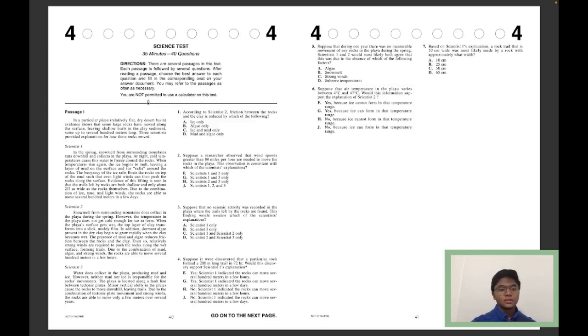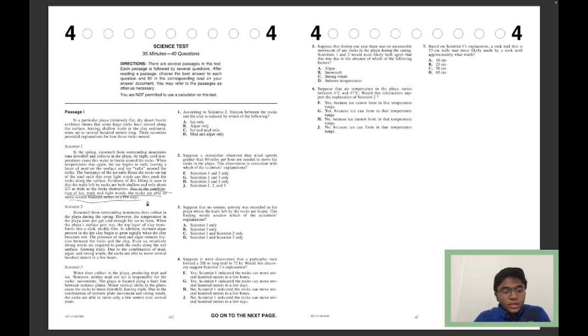So, in a particular playa, evidence shows that some large rocks have been moved along the surface. Okay, basically this means that the 3 passages are all going to be talking about the trails left by some rocks that are moving in the playa.